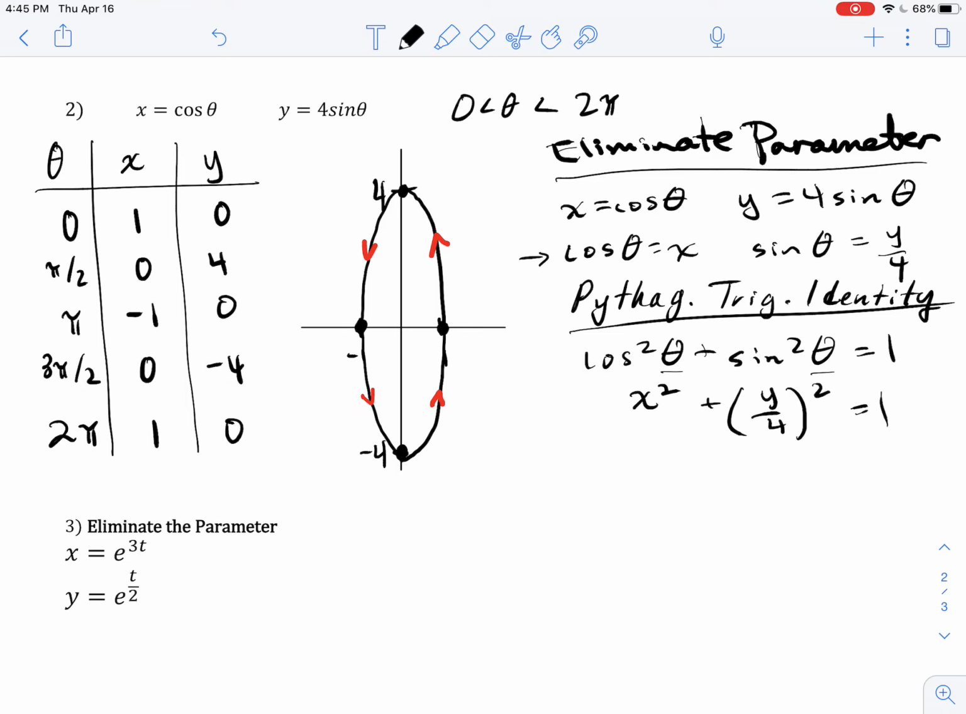X squared plus the quantity of y over 4 squared equals 1. If I clean that up a little bit, notice what we get. X squared plus y squared over 16 is equal to 1. Does this at all look familiar to you? And yes, we have the standard form equation for an ellipse, which is exactly the type of plane curve that we got when we graphed this. So we have our rectangular equation, x squared over 1 plus y squared over 16 equals 1. And that confirms what we had as a plane curve just by sketching our plane curve using our parametric equations.